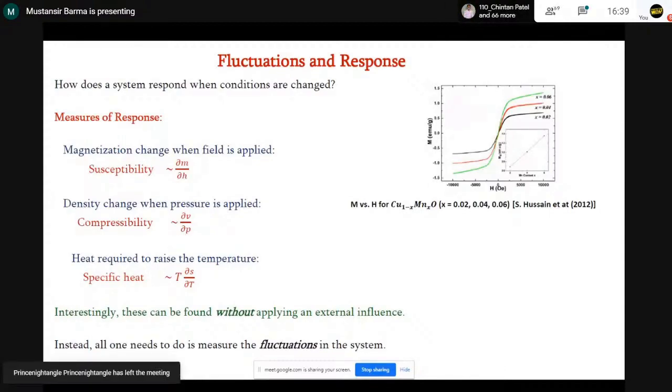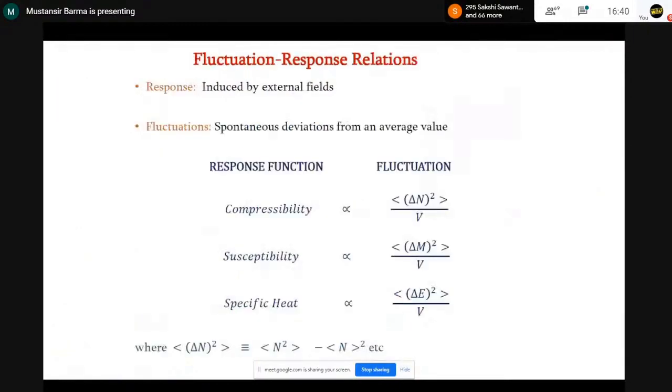But I'm claiming that you need not put on any field at all. Don't put on a field. Take the system as is, no field. And yet I can predict the response. How? Well, answer: monitor the fluctuations. Look at the fluctuations. And the fluctuations will determine the response. So you can find response functions without applying a field by monitoring the fluctuations in the original system.